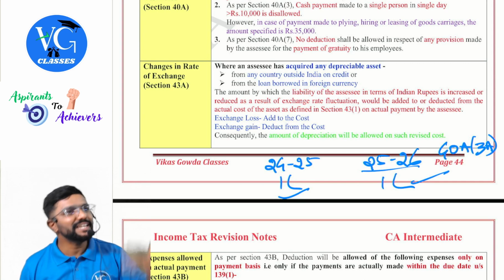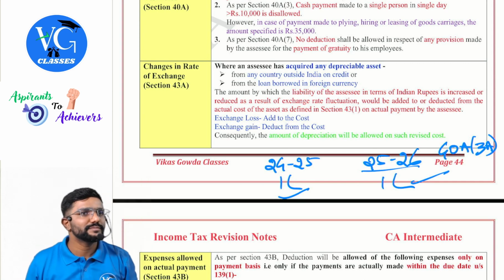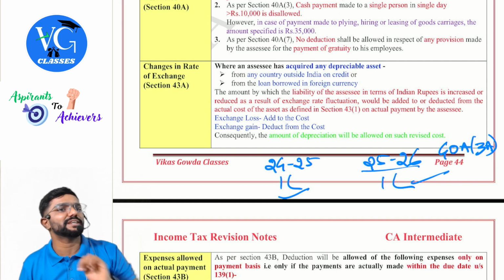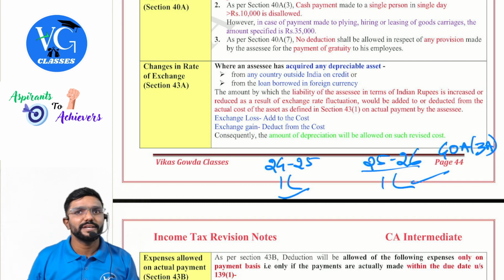Sir, if this year itself I have paid in cash, it is right away disallowed. If this year I have claimed on accrual basis and next year I pay in cash, next year it becomes your income.